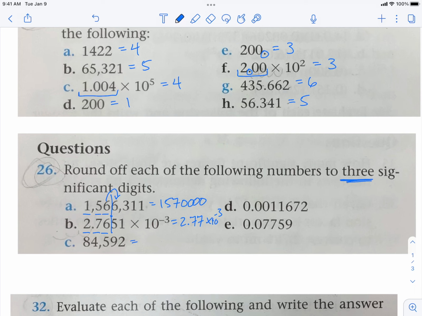All right. For our next one, these first 3 digits are going to count because there's a 9 afterwards. The 5 becomes a 6, so 8, 4, 6. And we add a couple zeros in there to maintain how big that number is.